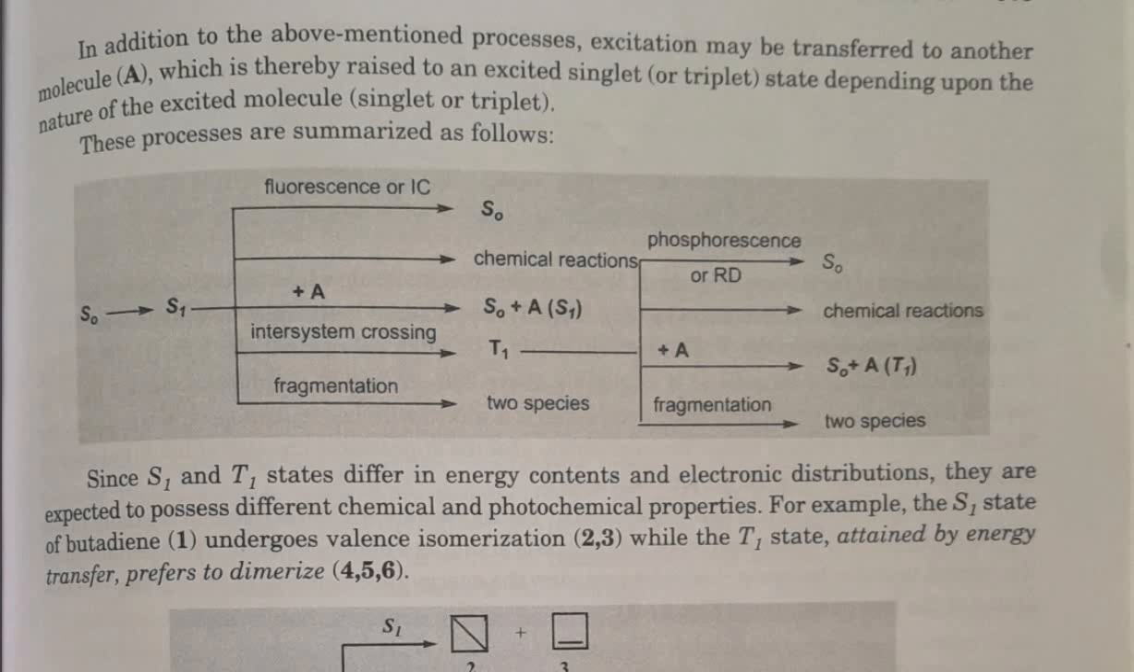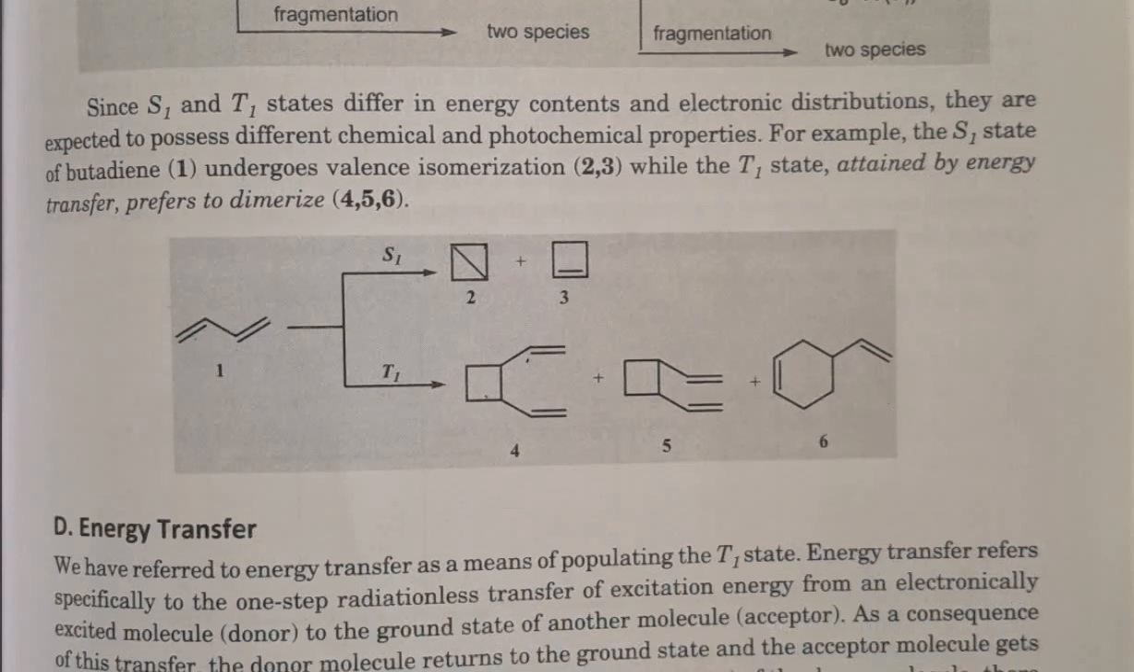Now you can see T1 undergoes S0, T1 undergoes chemical reactions, T1 reacts with A, it gives S0 plus A T1, and T1 fragmentation to two species. This is the sequence of reactions in photochemistry. Now let us look at one example.